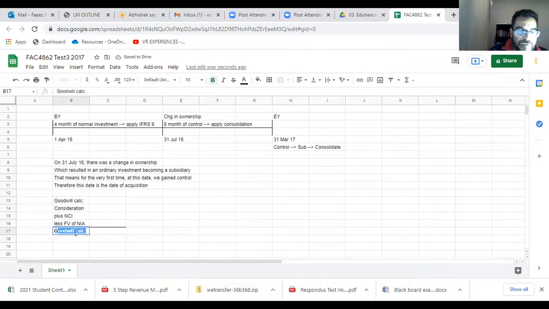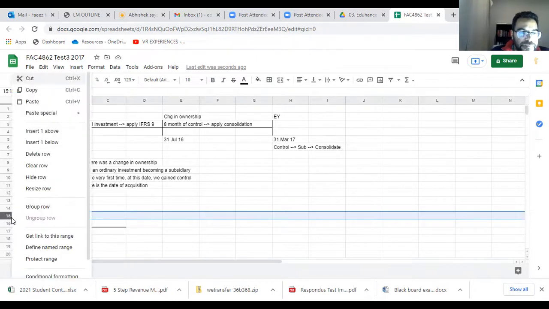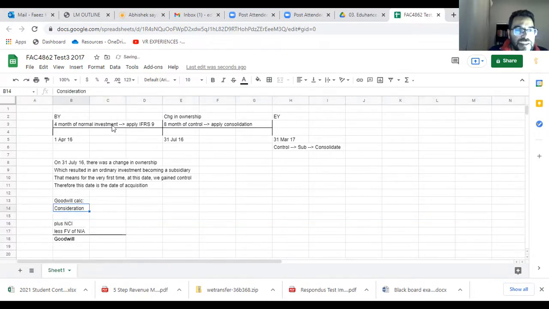So here we have goodwill. Okay, so there we have goodwill. That's how we usually did it. Now we're adding another spin to it. So what you must know, this consideration, you must call it the additional interest. Okay, this is the additional interest.